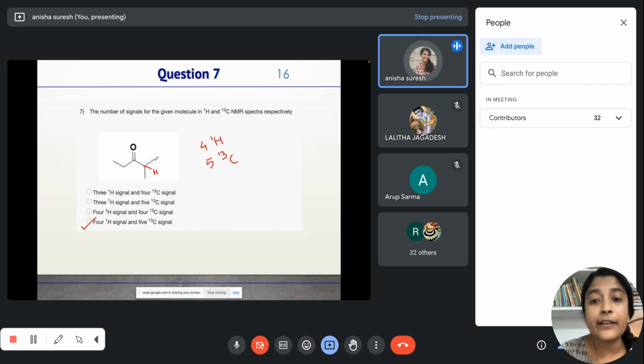And which are the 5 different 13C signals? This CH3 will be 1, this CH2 will be 2, this C double bond O will be 3, this CH will be 4, and these two CH3s will show the same 13C signal, so it will be the fifth one. So there are 4 proton signals and 5 13C signals. Is this clear for everyone?